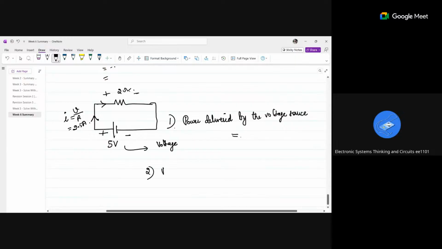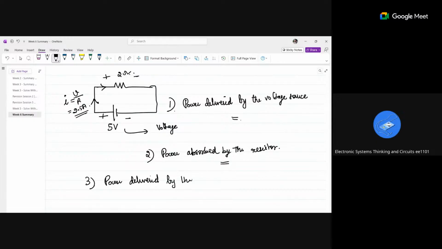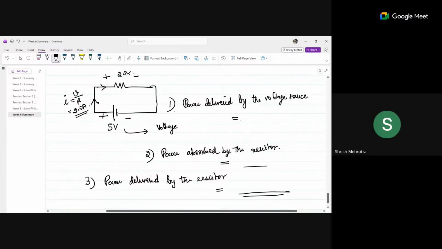Next question. Find the power absorbed by the resistor. Ma'am, current is 2.5 ampere. Yes, 5 divided by 2, right? Then we are going to find power delivered by the resistor. Ma'am, power delivered will be 12.5 watt, because V square by R.